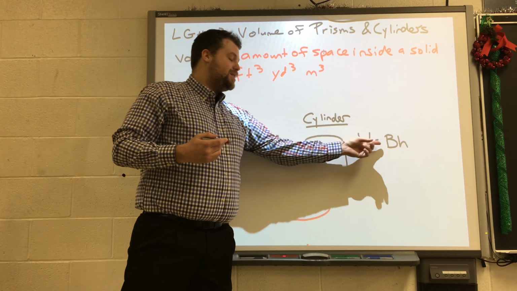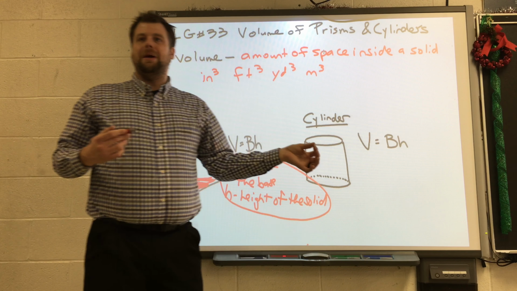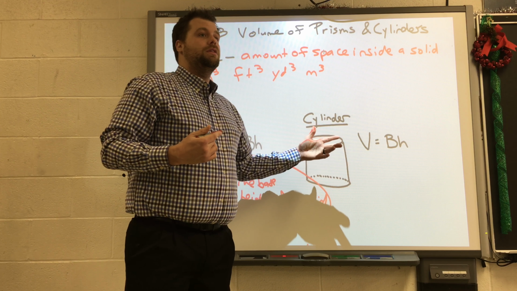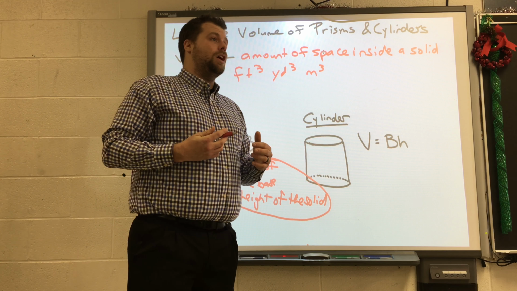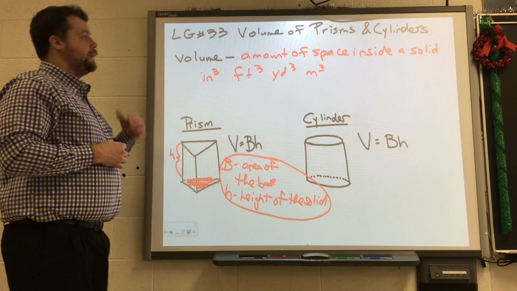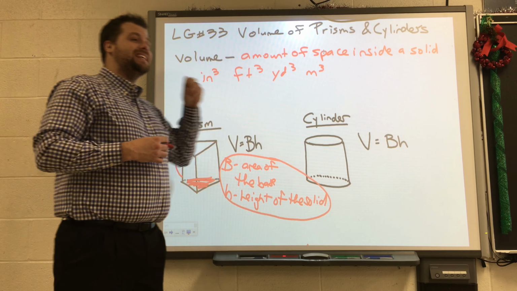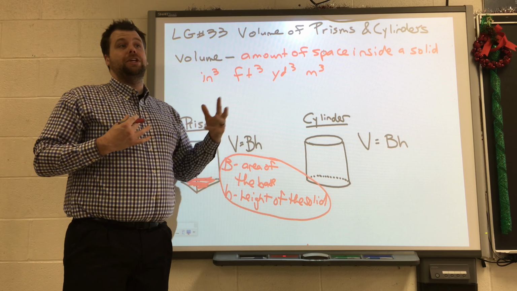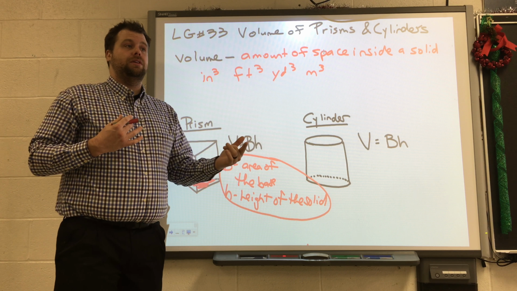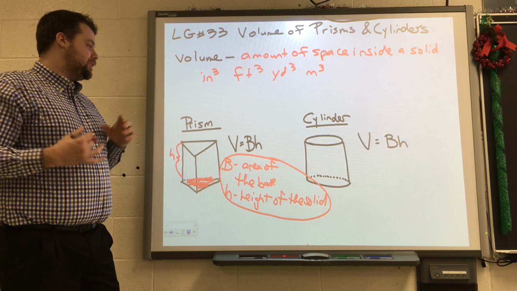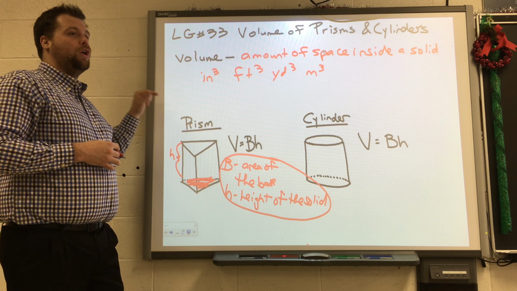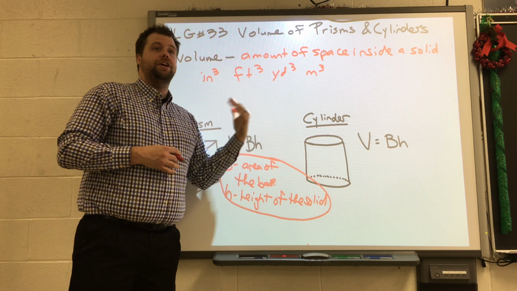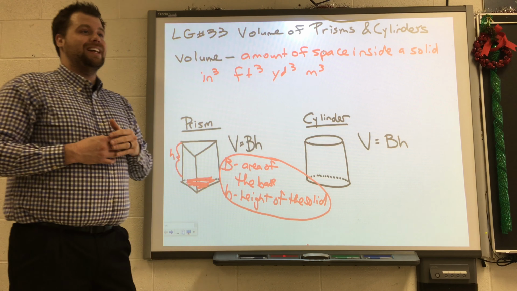Over here, the base is a circle. You'd have to find the area of a base. So pi r squared, and then you have to multiply that by the height of the solid. Okay, so very important, volume is the amount of space inside a solid, inside of a figure. And it's going to be cubic units because it's a three-dimensional measurement. It's how much space is taken up three-dimensionally. To find the volume of a prism or a cylinder, you take the area of the base and multiply it by the height of that solid.